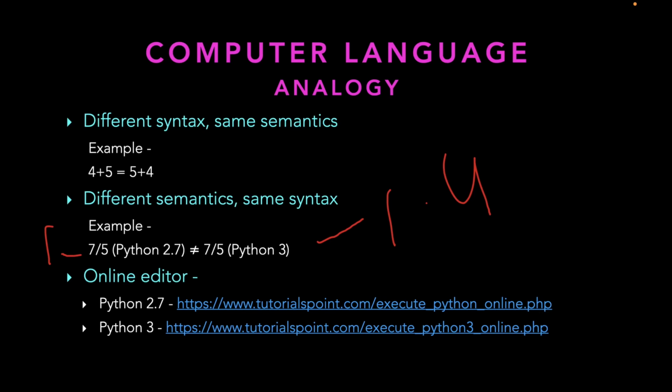All right. I have pasted here 2 Python online editors link. One is for Python 2.7 and another one is for Python 3. If you have Python installed already in your systems, you can try it out there itself. Otherwise, you can refer these links. For now, I will use both these links and show you what I was explaining here in terms of different semantics for Python 2.7 as well as for Python 3.